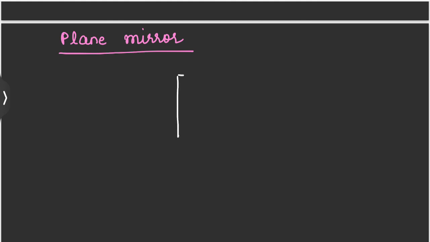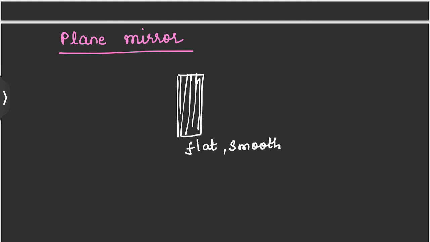Now let us quickly revise the plane mirror, which you would have studied in your previous class. So next is the plane mirror. What is a plane mirror? A plane mirror is nothing but an object which is flat. It should be flat and it should be smooth. So this is the plane mirror. It should be flat and smooth. Such a mirror is called a plane mirror.